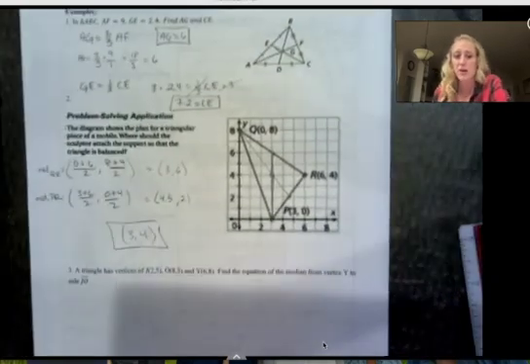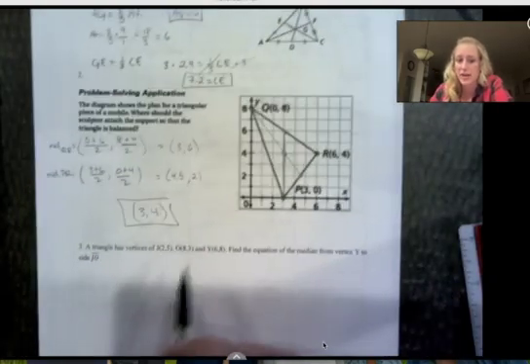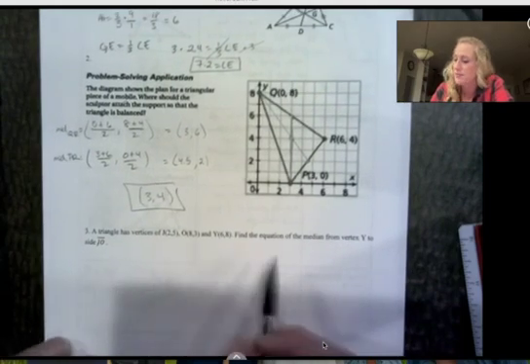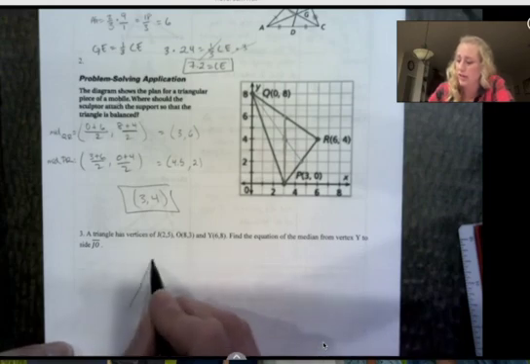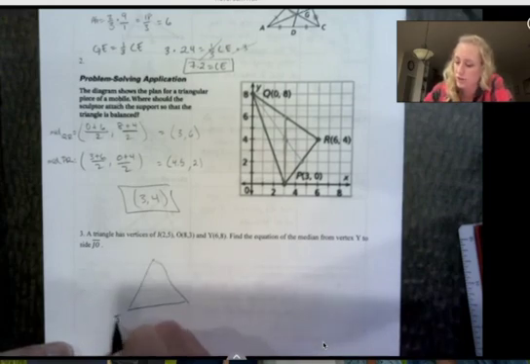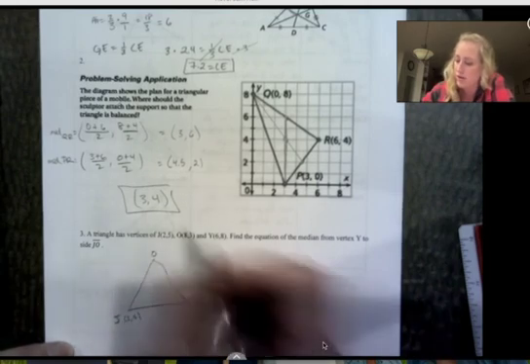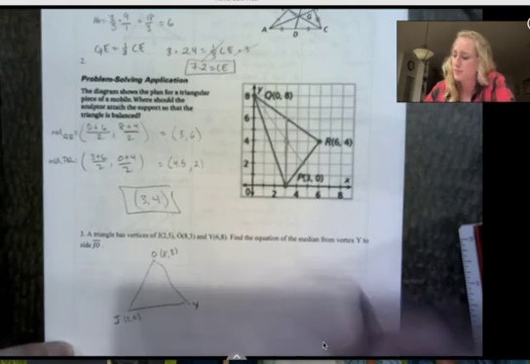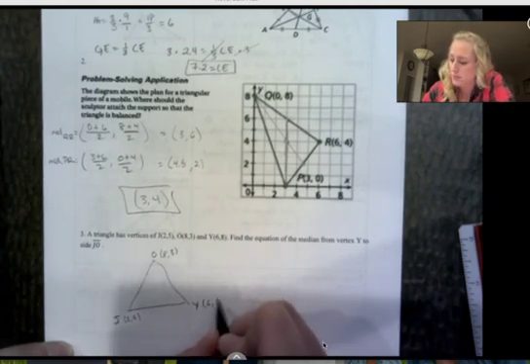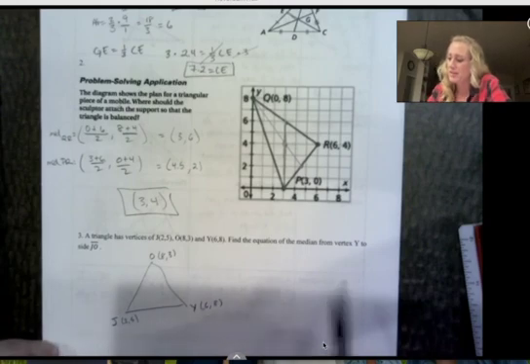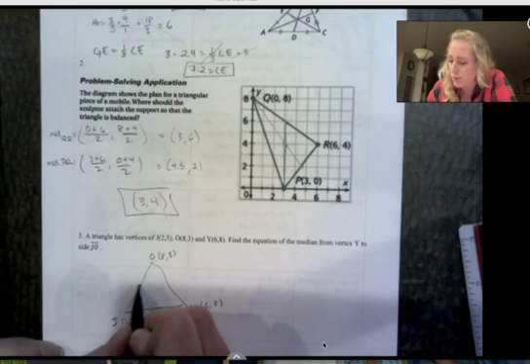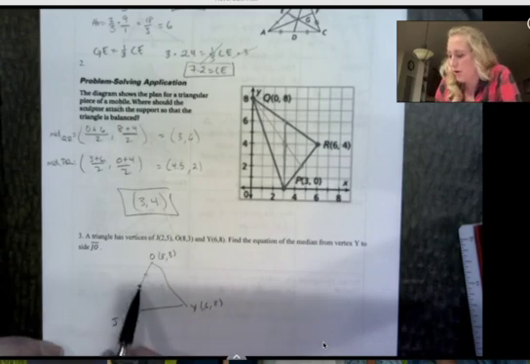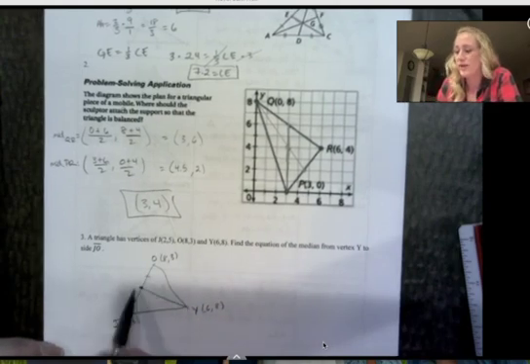Okay. All right, here I have a triangle that has vertices J, O, Y. Find the equation of the median from vertex Y to side JO. So I'm just going to sketch a triangle J, O, Y. J is at 2, 5, O is 8, 3, Y is 6, 8. Okay, so we want to find the equation of the median that goes from Y to side JO. So I know it has to go through the midpoint of JO and then connect to Y. So they want the equation of this.